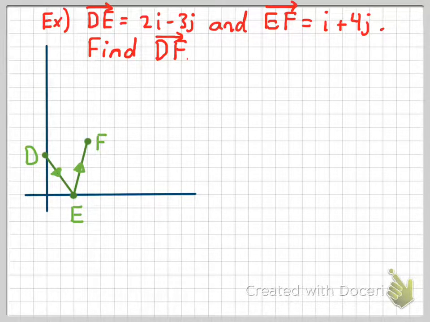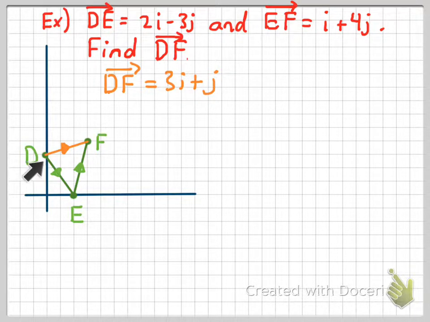Now, what we're really trying to do is figure out what is the resultant vector DF. How would you go directly from D to F? And I want you to see a really cool relationship here between these first two vectors and this one. And I'm about ready to show you that relationship, but let's not skip over the obvious. We can tell from our diagram that if you go 3 units right and 1 unit up, you get straight from D to F. So 3i plus j would be the unit vector form of vector DF.